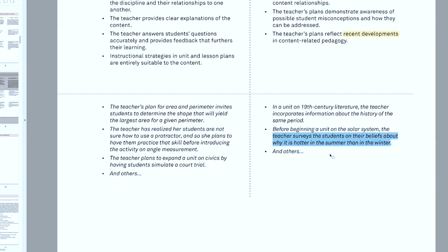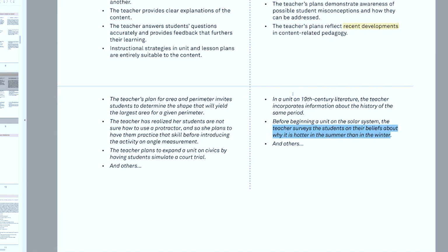So, and it's going to help the teacher understand the misconceptions and preconceptions. So that is how you use this rubric to kind of plan. Now, this is a lot. Take a look at this.